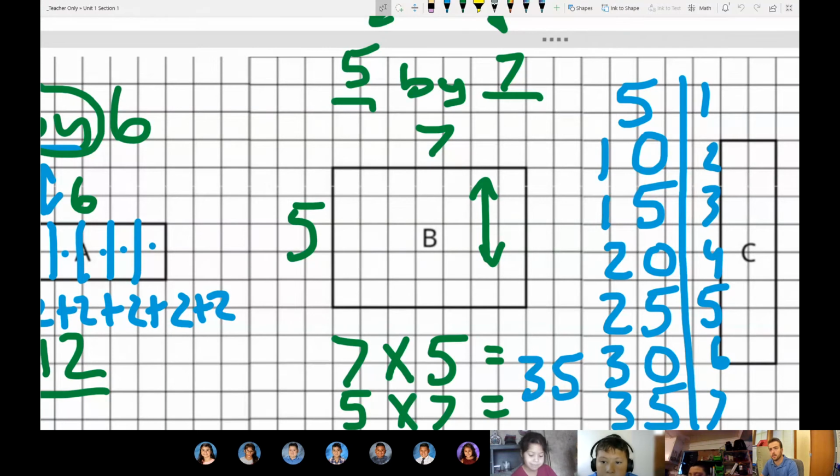Any ideas? What are we trying to find? Perimeter, area, side length? What's the 35 tell us? The area?